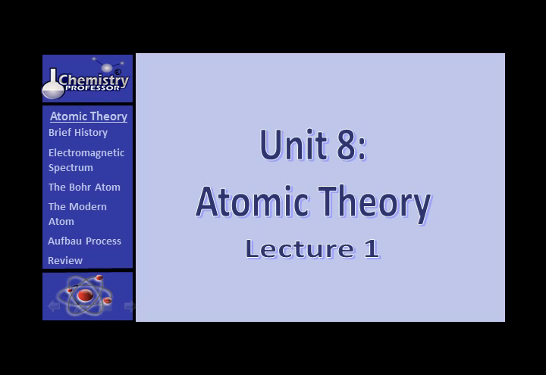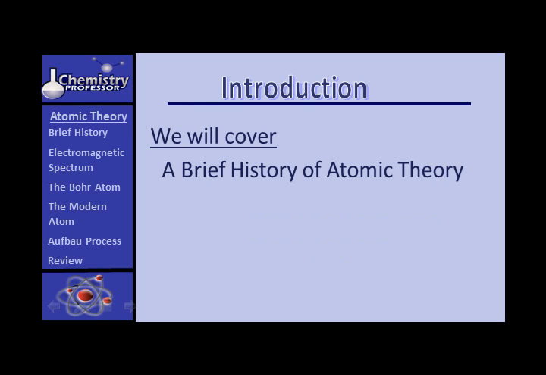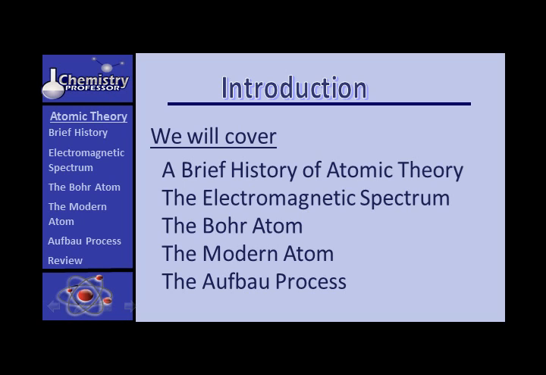Unit 8, Atomic Theory, Lecture 1. In this unit, we're going to cover a brief history of atomic theory. We'll talk about the electromagnetic spectrum. We'll discuss some of the aspects of the Bohr atom. And we'll talk about what we're choosing to call the modern atom. And then we'll talk about the alpha.